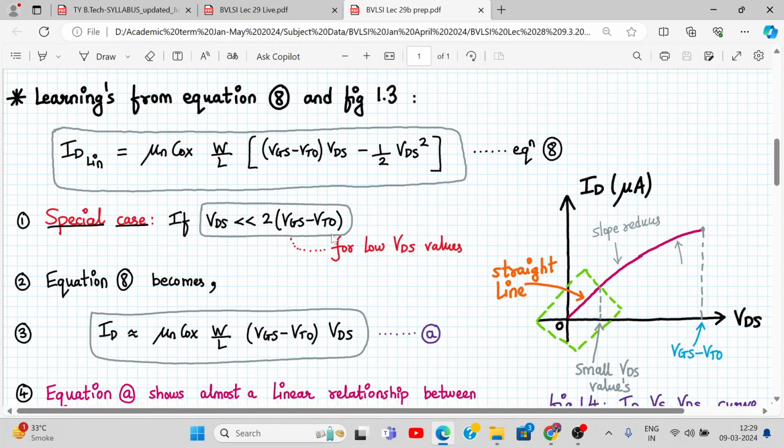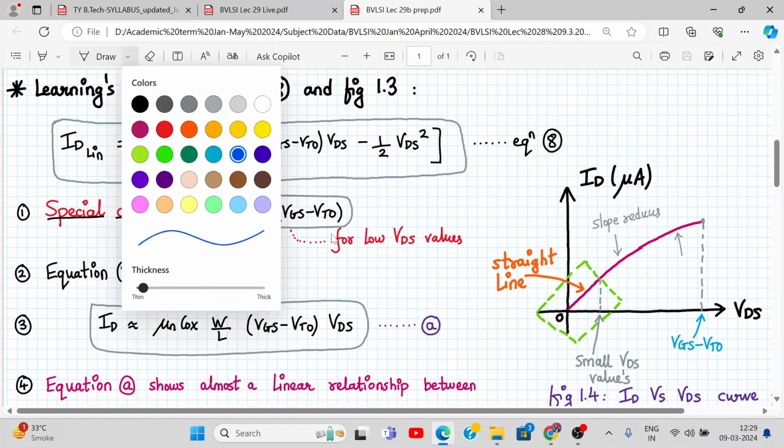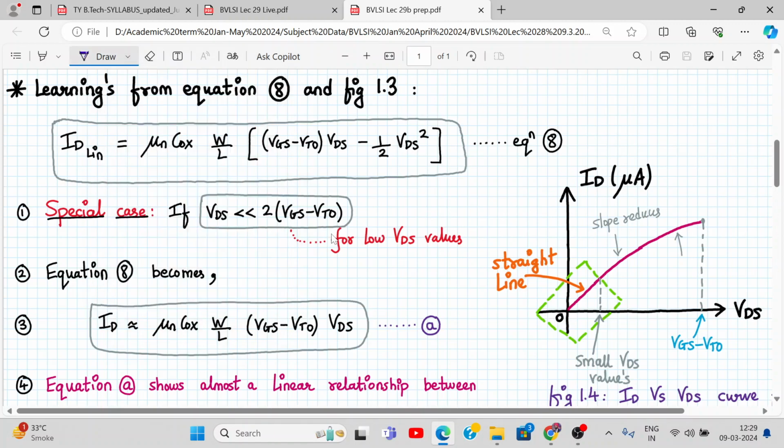So let's take some numbers. I think this is the last topic for today. We are already saturated on time. So VGS is, let's say, 1 volt, VTO is 0.5 volt. Okay, so VDS should be lesser than twice of VGS minus VTO. So what is twice of VGS minus VTO? Can you tell me?